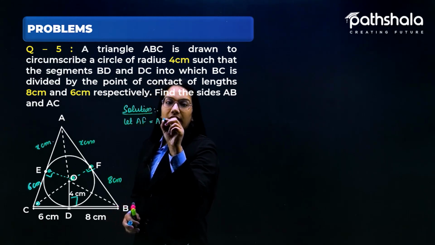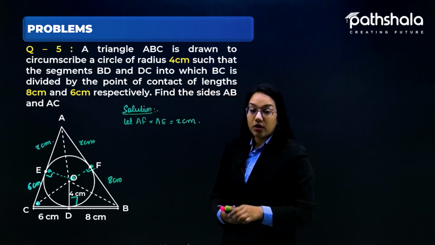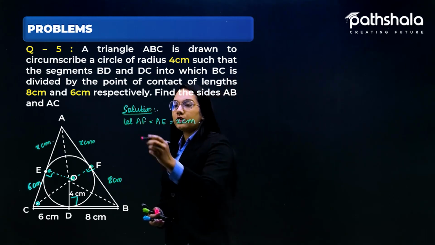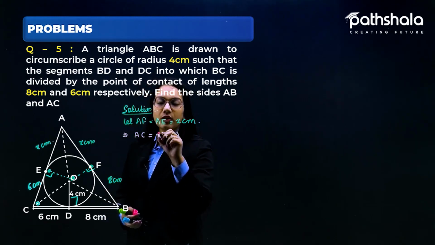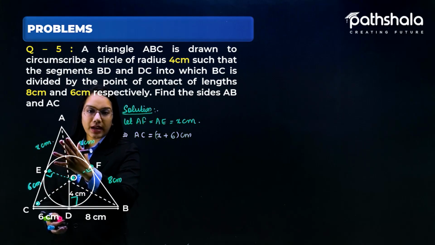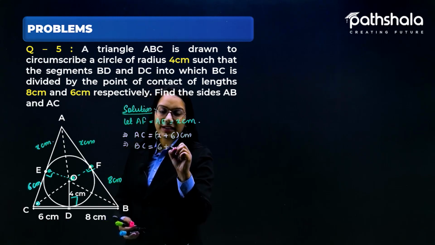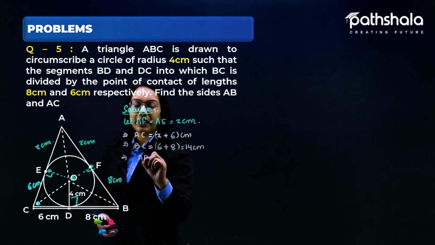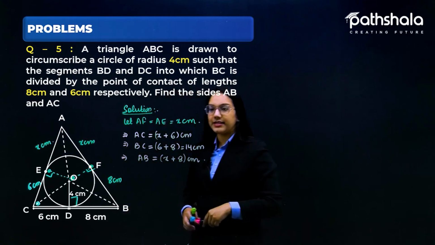Let AF equal AE equal x centimeter, since the lengths of the tangents are always equal. Using that concept, it implies that AC is x plus 6. You can see that AC is the sum of these two segments, x centimeter plus 6 centimeter, which is x plus 6 centimeter. Furthermore, BC would be 6 plus 8, which is equal to 14 centimeter. And furthermore, AB is x plus 8 centimeter.